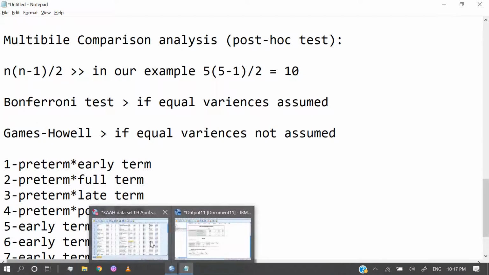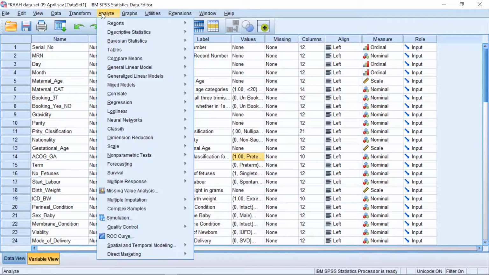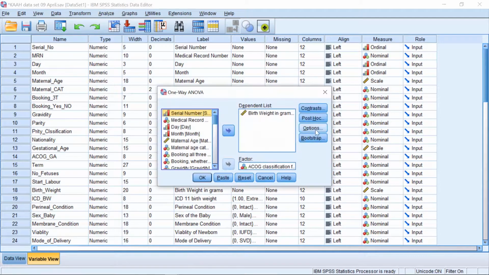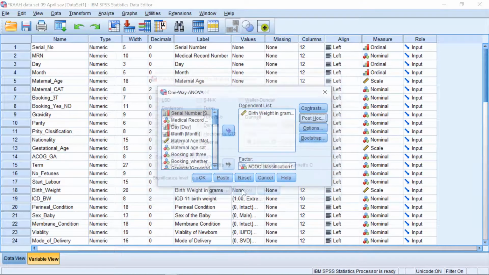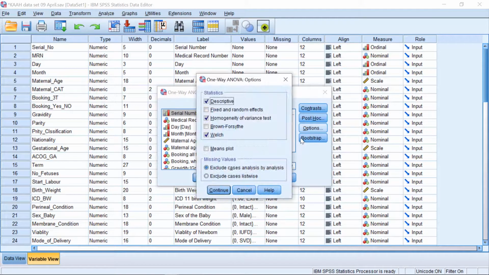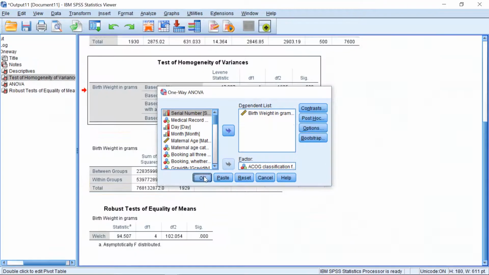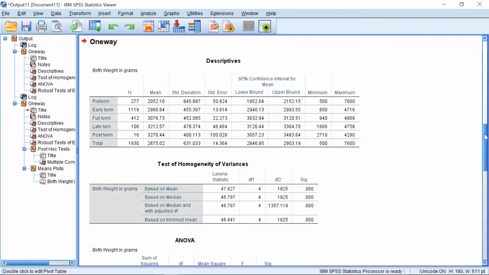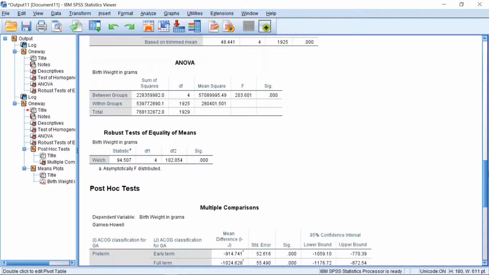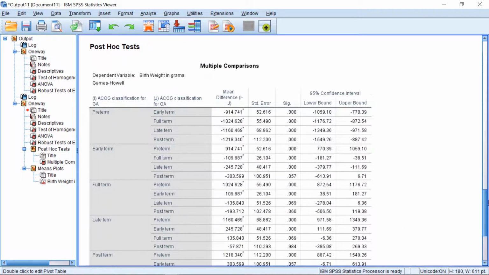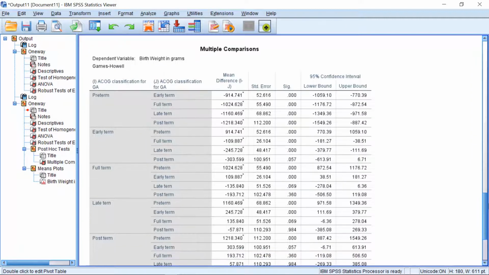Now we go back to the SPSS. We go to Analyze, Compare Means, One-Way ANOVA, and in the post hoc we're going to check Games-Howell, and we go back to options and take the means plot, and this will give us a visual view of the data. Press OK. Similar to our previous run, we have our descriptive, homogeneity, ANOVA, and Welch tables. Now we will have our table of multiple comparisons.